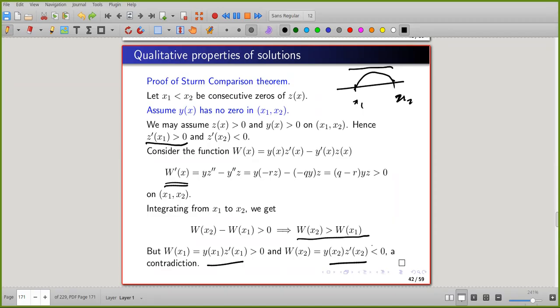So, a contradiction. Okay, I'm a bit confused. Why is that a contradiction? Oh yeah, this is negative, so this quantity is strictly less than zero, and w of x1 is strictly greater than zero. So that is just not possible, right? That is the contradiction. Here we showed that w of x2 is strictly greater than w of x1, but we know that w of x2 is strictly less than zero, and this is strictly less than w of x1. So this is the contradiction.